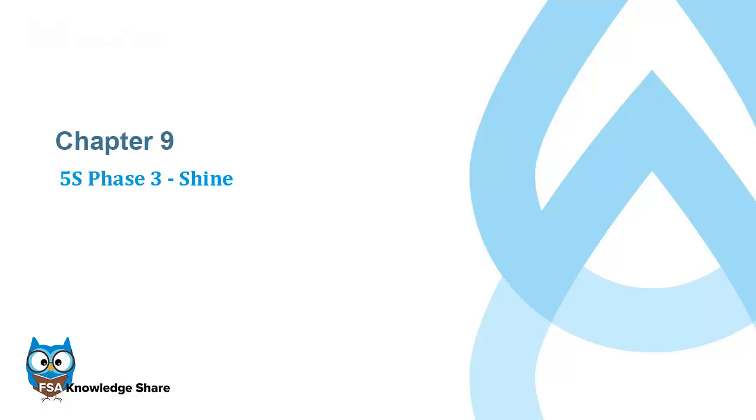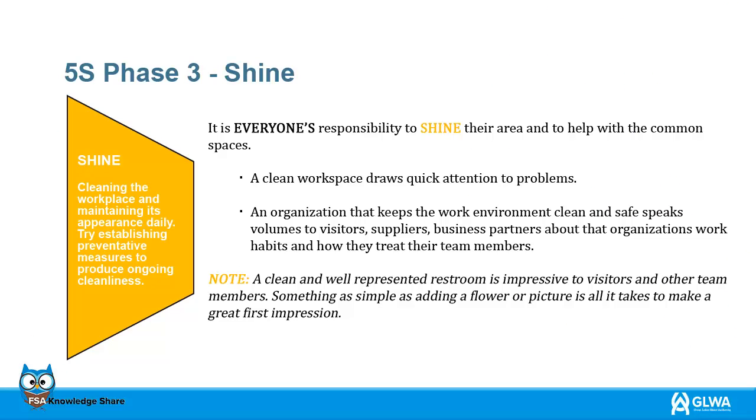Chapter 9. 5S Phase 3. Shine. The purpose of Shine is to focus on cleaning the area after you've organized it. This includes dusting and wiping down your work area on a regular basis. In Phase 3, Shine, it is everyone's responsibility to shine their area and to help with the common spaces.